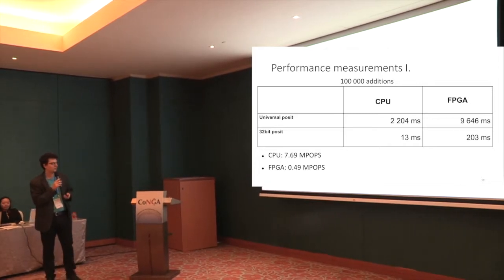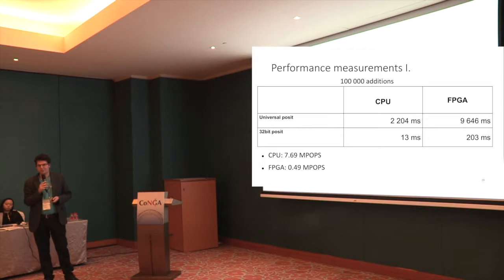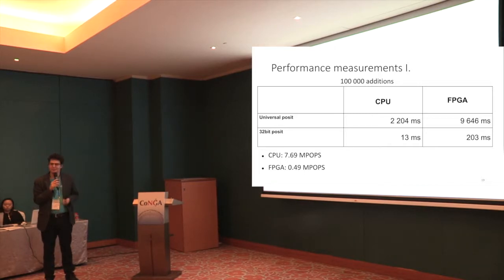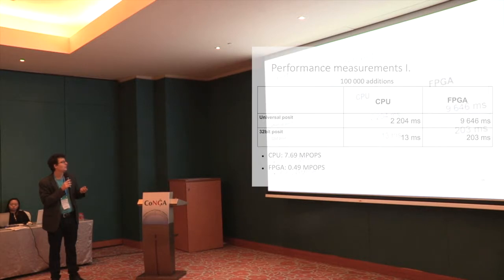So that's why we switched to 32-bit Posits, and they perform much better. With the 32-bit Posits on the CPU, we have reached about 7.7 million Posit operations per second on this older CPU, and about 500,000 Posit operations per second on FPGA. You also have to note that this is managed code, so when you compare it to, for example, a native C++ implementation, keep that in mind.